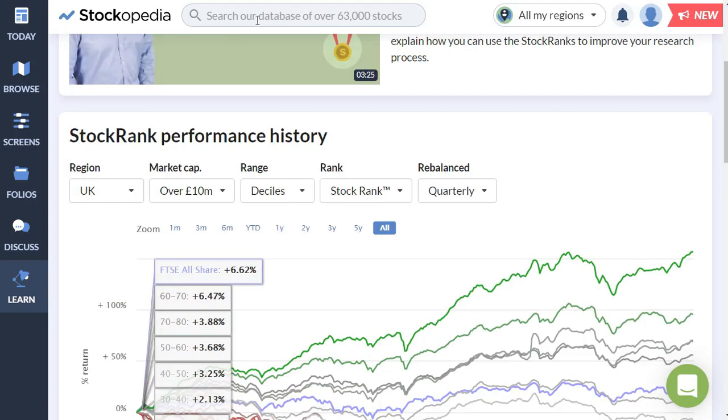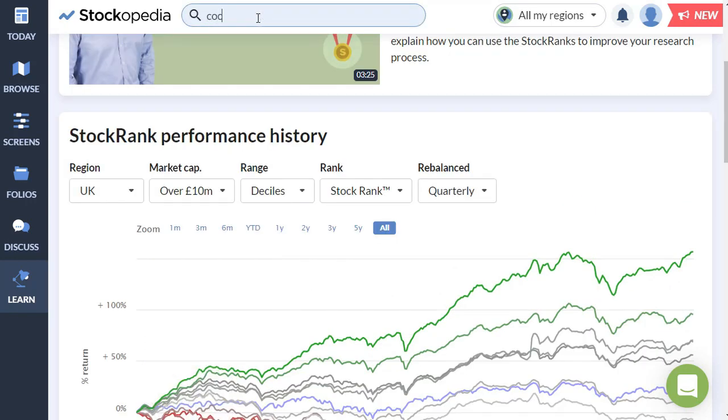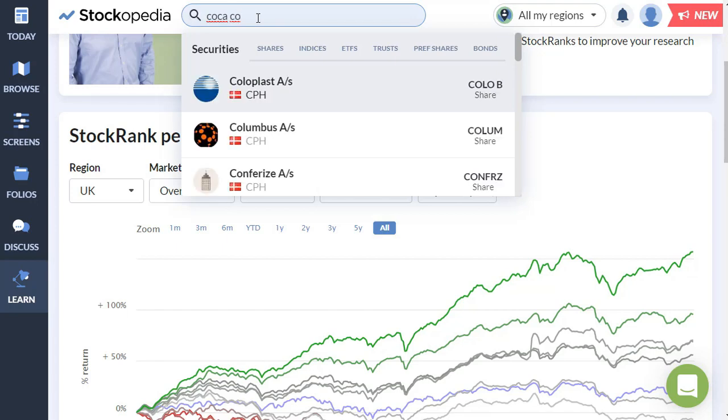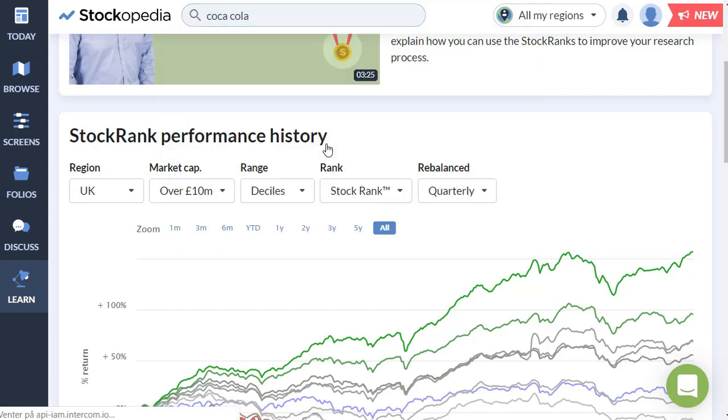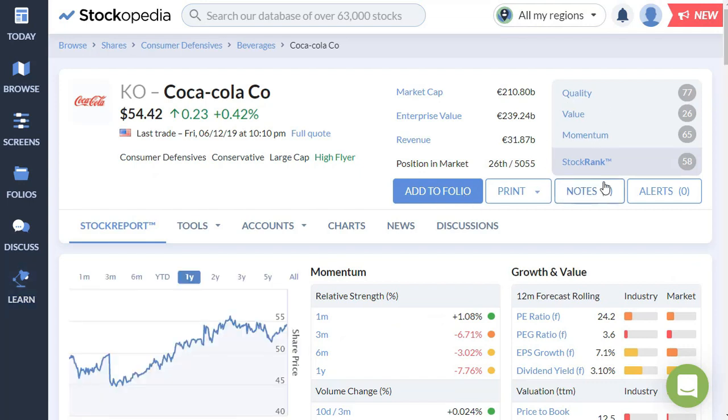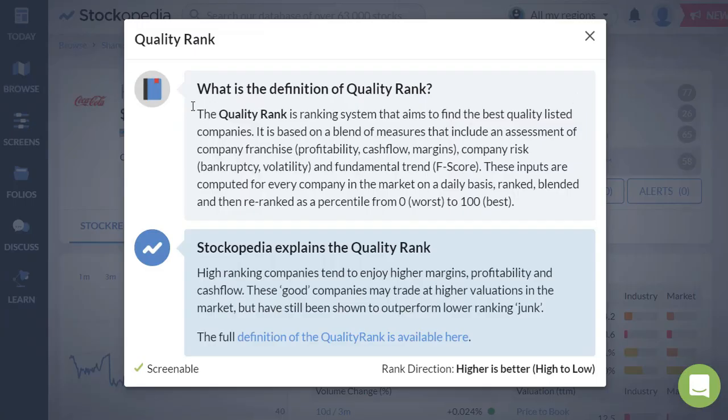But let's have a look at Coca-Cola again, just to take the same example here. Let's have a look at these scores because they're quite neatly composed. If we look at the quality score here, you can see that the quality rank is a mix of profitability, cash flow, margins, some bankruptcy calculations. I suppose they use the Altman Z-score there. There's the Piotroski score and so on. If you want to know a lot more about it, there's a definition of the quality rank here, so you can just go in and learn about it.